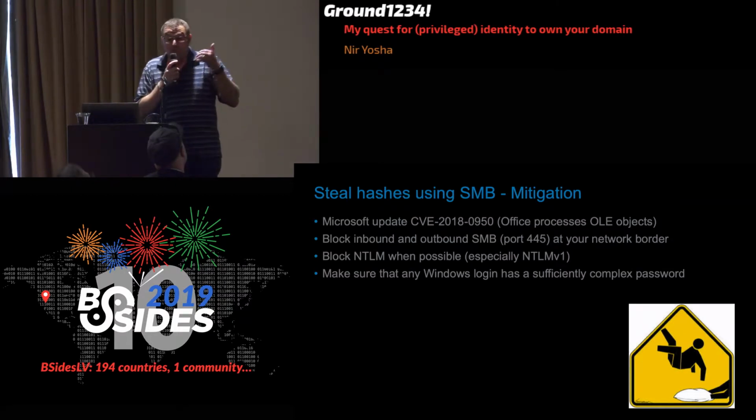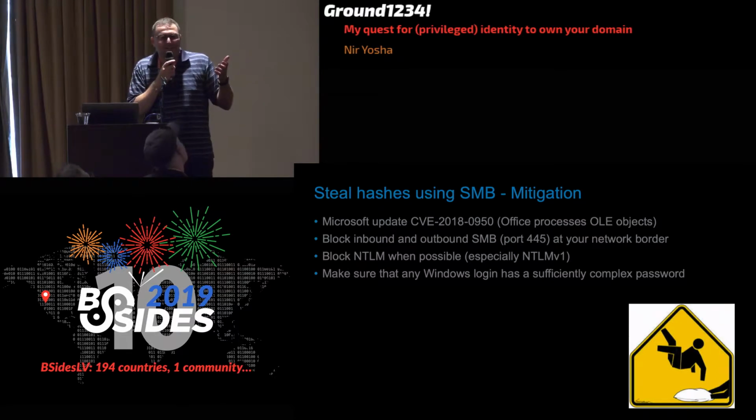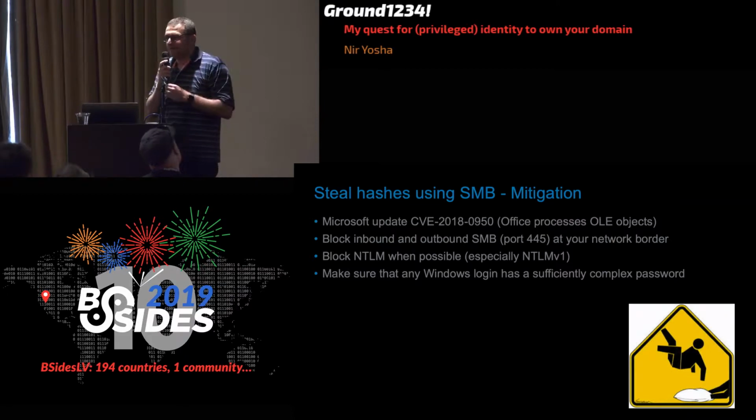Block port 445, which is SMB, outbound. There's no reason for you to have this port open. For God's sake, my ISP is blocking my 445 outbound because they know how dangerous it is. And we still see that being opened.